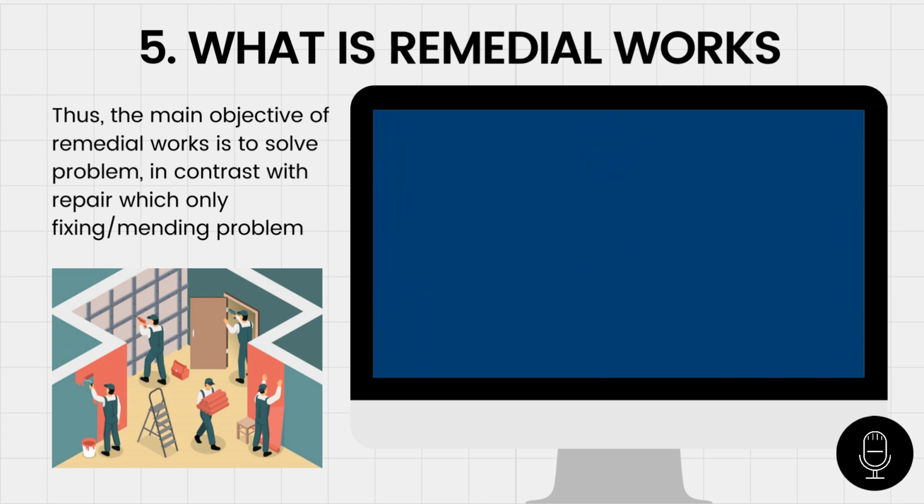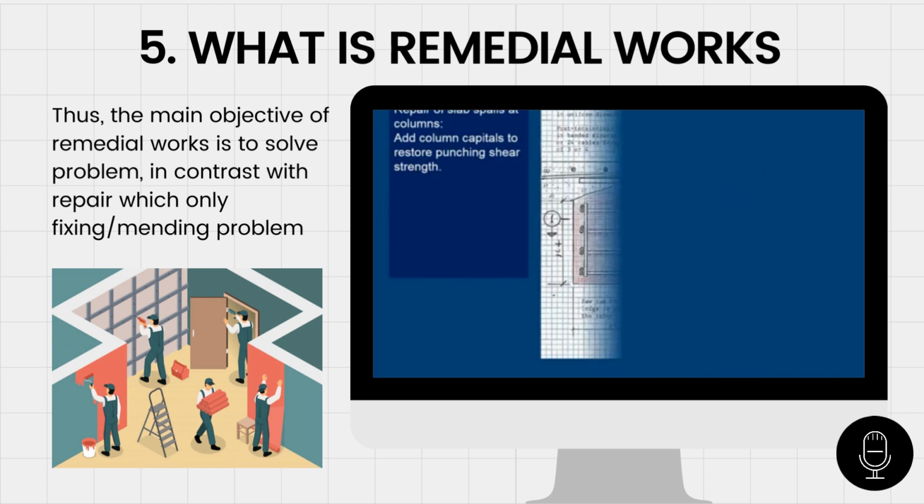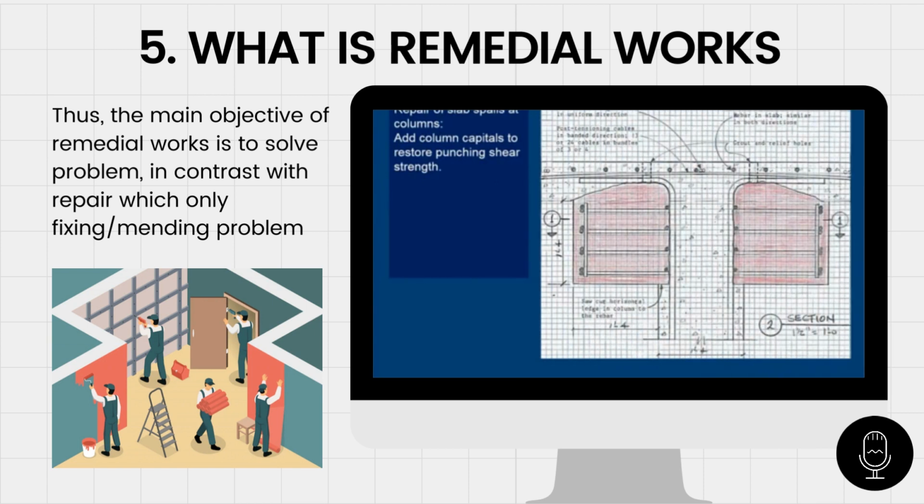Well, nowadays we would immediately shore, possibly, but at this time, we looked at it and said we need to get this thing repaired as soon as possible. Let's put in some column capitals around these columns to restore the punching shear capacity.